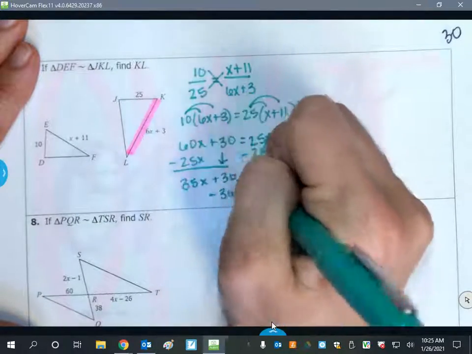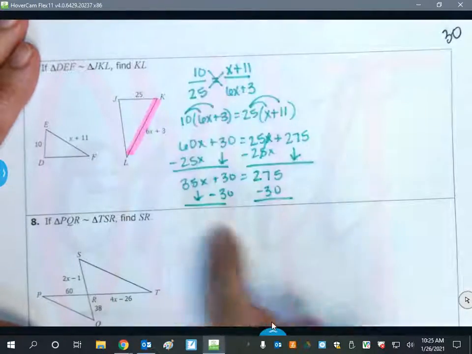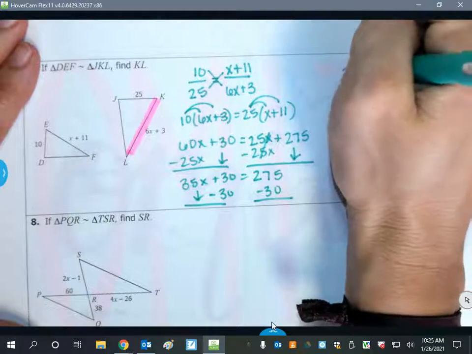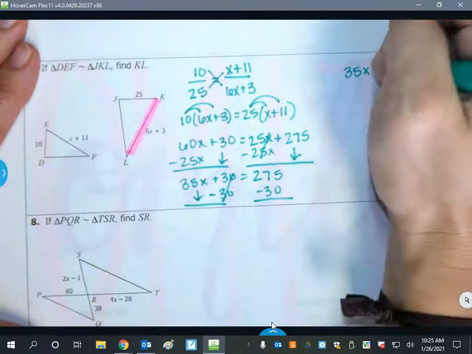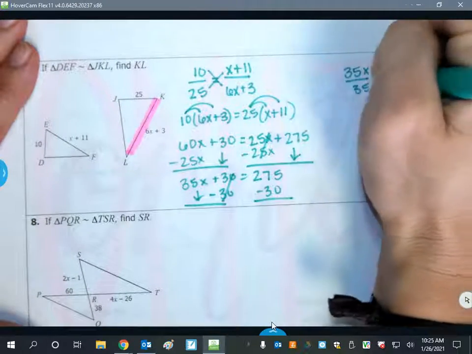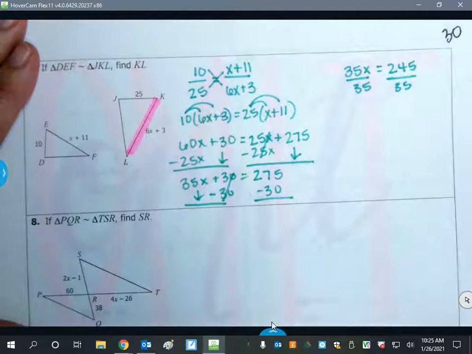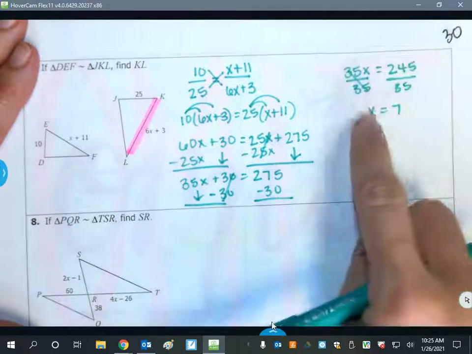Subtract 30 from both sides. My 35x comes down. I'm going to write that up here because I have more room. 35x, those 30s cancel, and 275 minus 30 is 245. Divide by 35, and 245 divided by 35 is 7. So x equals 7. Now, we're not done.